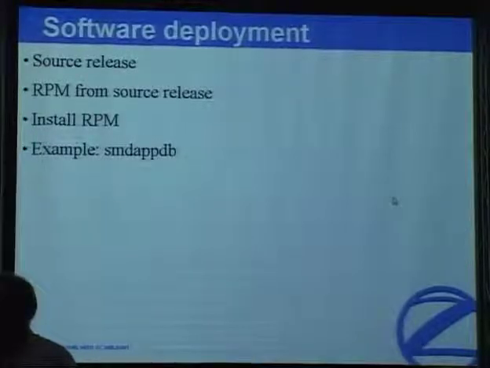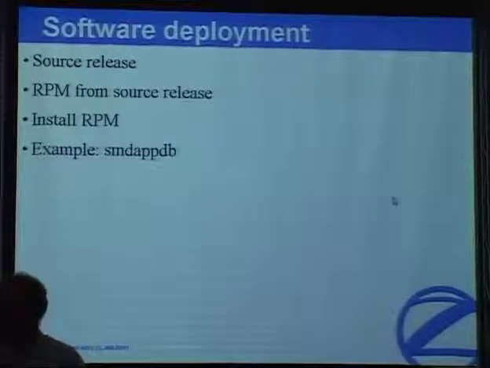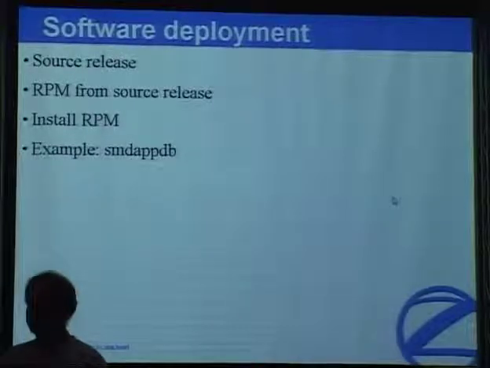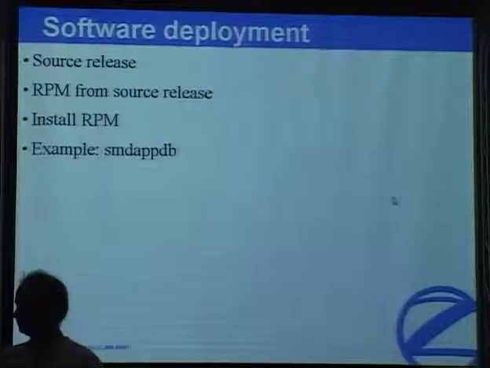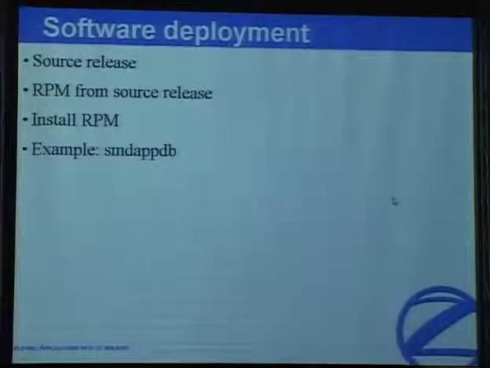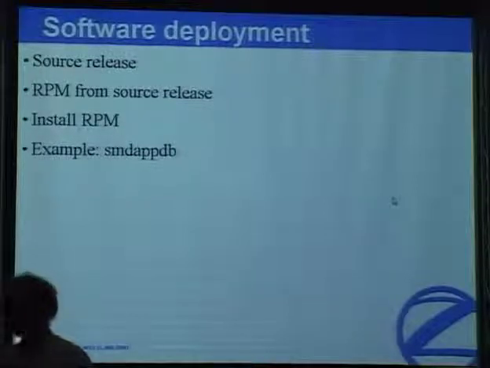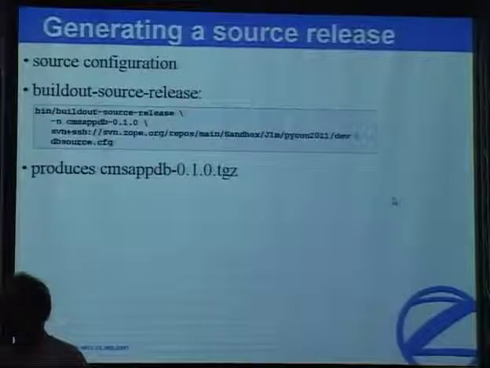When we deploy software, we deploy as RPMs. If you're running an Ubuntu-based system, you might use debs. We follow a fairly standard procedure to do that. We create a source release. We then build our RPM from that. Install it, and we'll look at an example, or maybe we won't, because I don't want to take that much time right now.